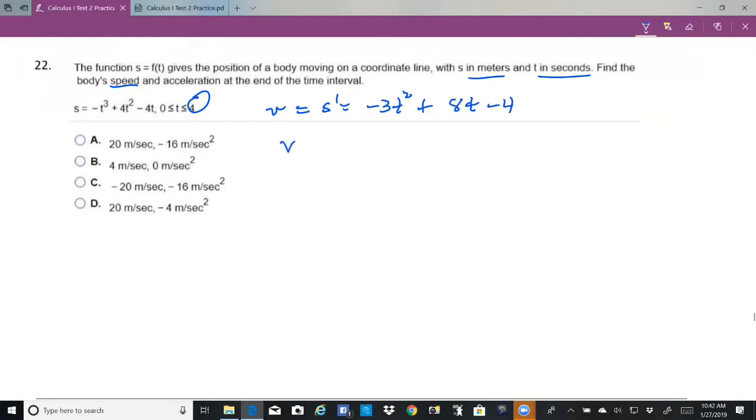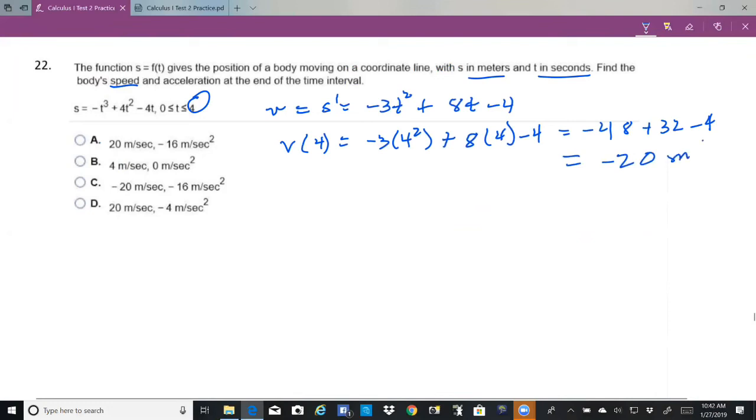So the velocity at 4 is equal to minus 3 times 4 squared plus 8 times 4 minus 4, which equals minus 48 plus 32 minus 4, equal to minus 20 meters per second. So the speed is the absolute value of minus 20, which equals 20.